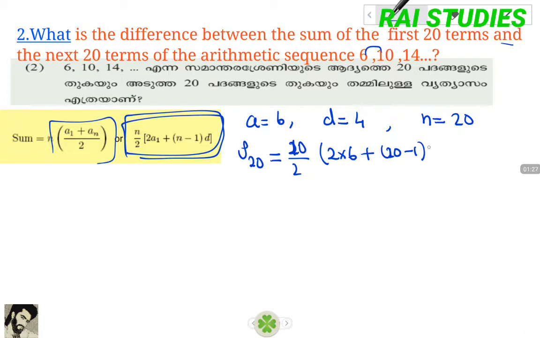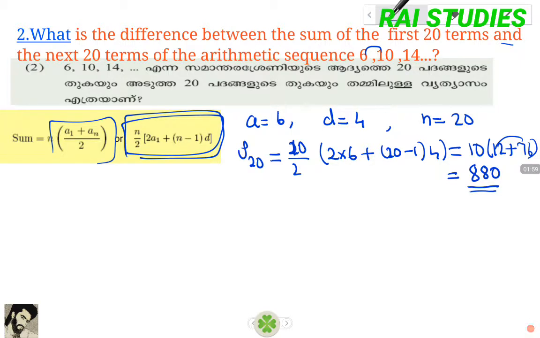19 into d, where d is 4, and that's equal to 20 by 2, which means 10. 2 into 6 is 12. 12 plus 20 minus 1, that is 19, into 4, you get the answer 76. So 76 plus 12 is equal to 88. 88 into 10, you get the value 880. This is the sum of 20 terms.